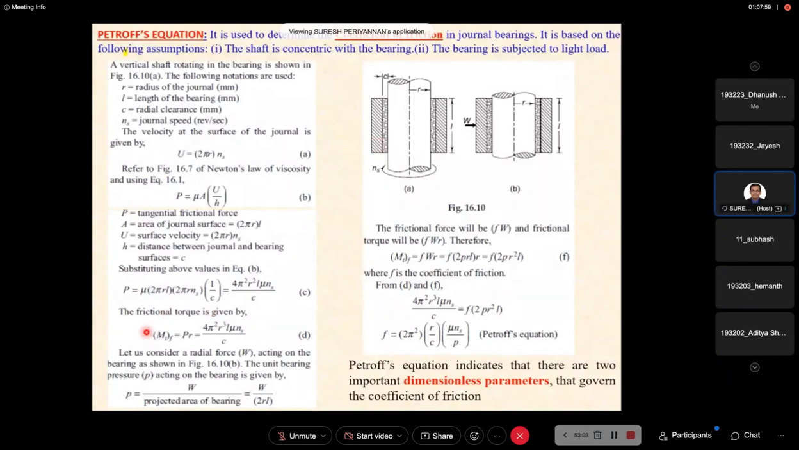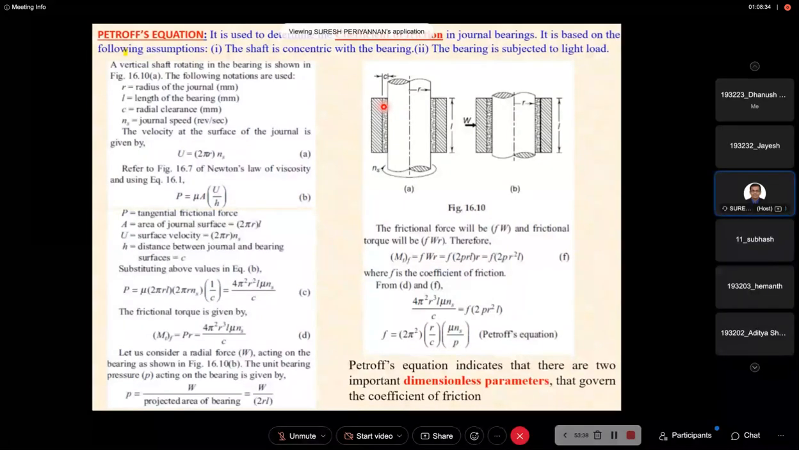One frictional torque, first one we have found based on the tangential force. The second thing, we are going to find the frictional torque based on the bearing pressure. The frictional torque based on bearing pressure must be equal to the frictional torque based on the tangential force, then only the system is going to be in mechanical equilibrium. Finally, using these two relations, we would like to find out what is the coefficient of friction. That is our ultimate concept.